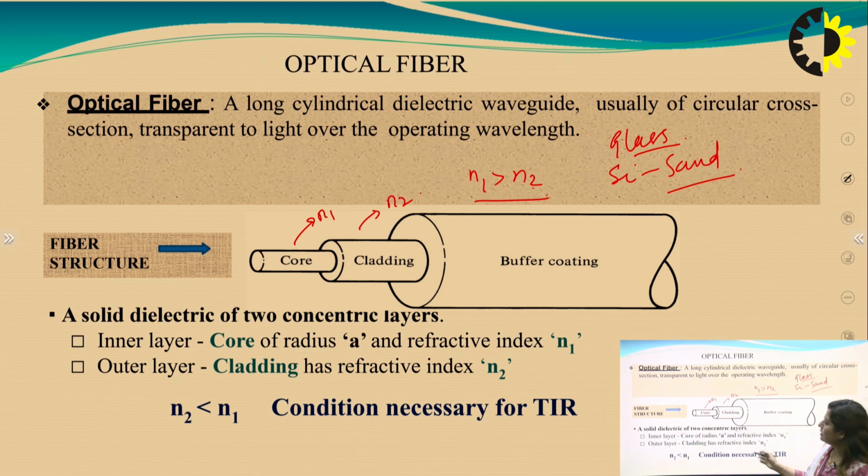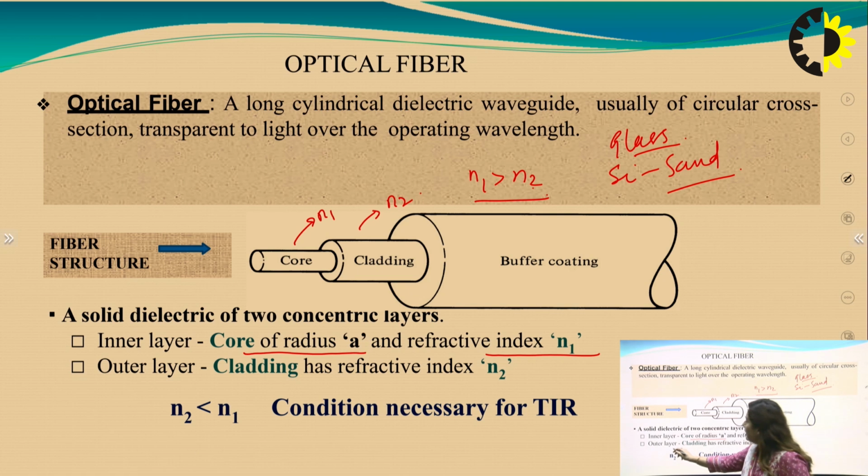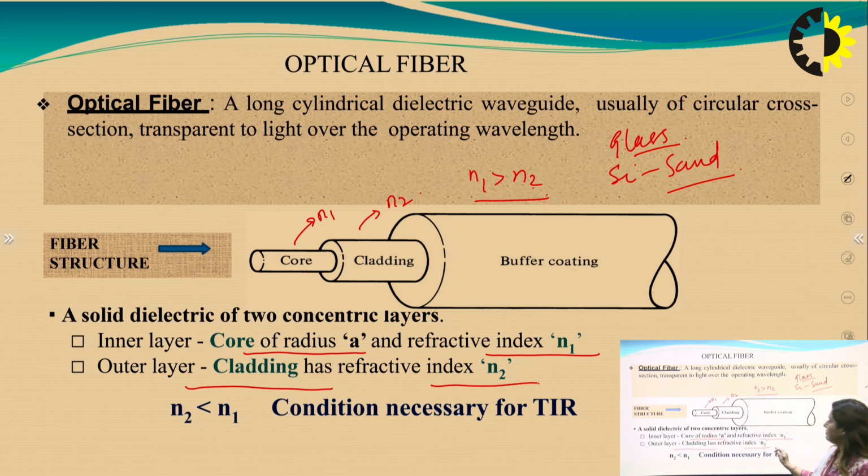So we have a solid dielectric of two concentric layers. The inner layer is the core of radius small a and refractive index N1, as I have drawn in the figure. Similarly, the outer layer, which is the cladding, has a refractive index of N2. Total internal reflection inside the fiber will occur only when N1 is greater than N2. TIR is the principle inside the fiber.